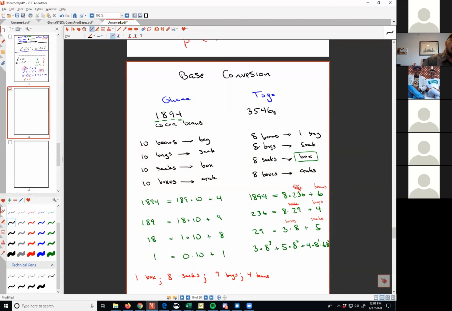And we'll put a little 8 down there to tell us that that's base 8. They're counting in a different way than we are. I don't know, maybe they've only got 4 fingers on each hand. Maybe they can only count to 8 so easily.